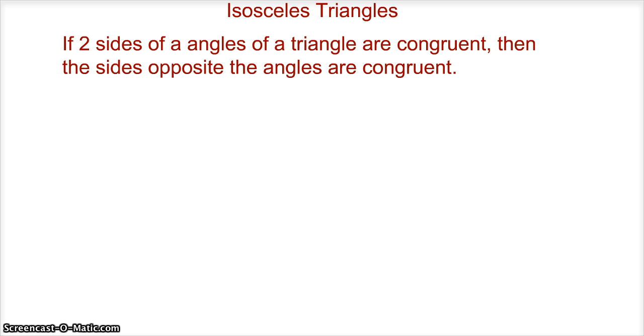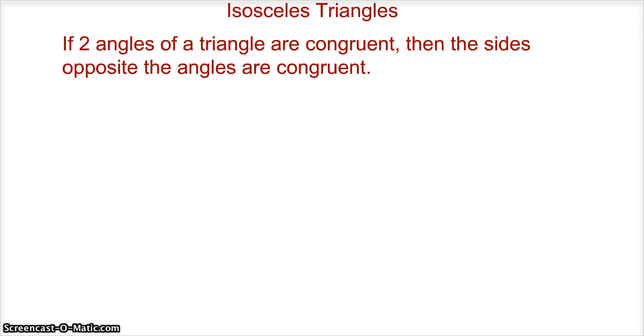Alright, then of course, that was the if-then statement. So we're going to have the converse of that statement. If two angles of a triangle are congruent, then the sides opposite those angles are congruent.